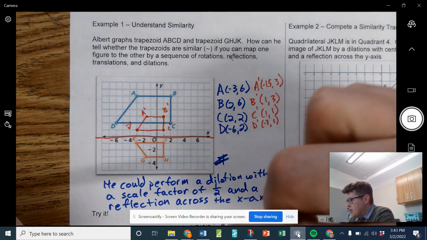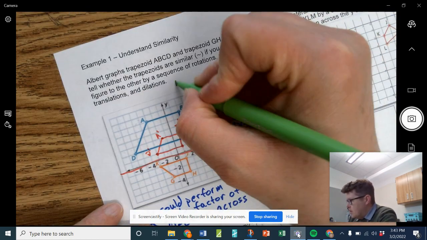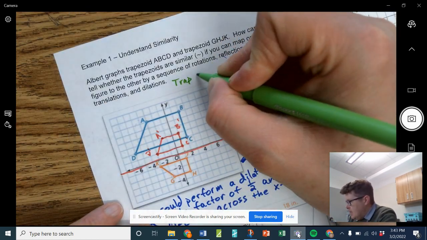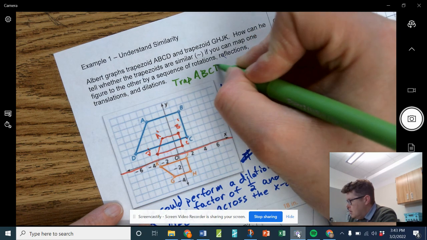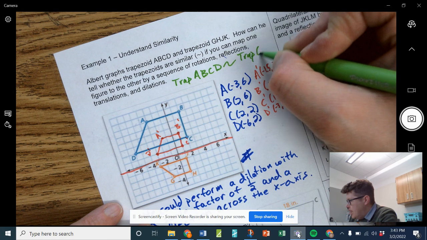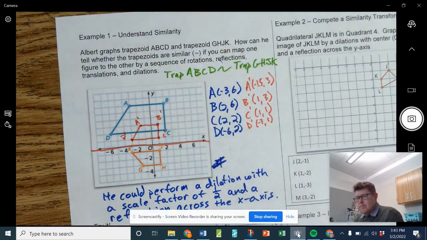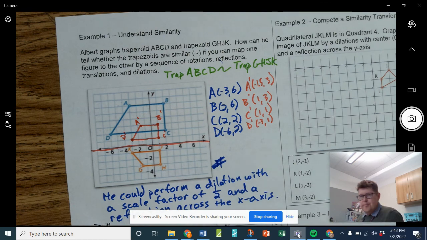And if we were going to write a similarity statement about this, I would say that trapezoid ABCD is similar to trapezoid GHJK. I think they skipped the I because I looks like 1 or L. Oh, yeah. Okay.